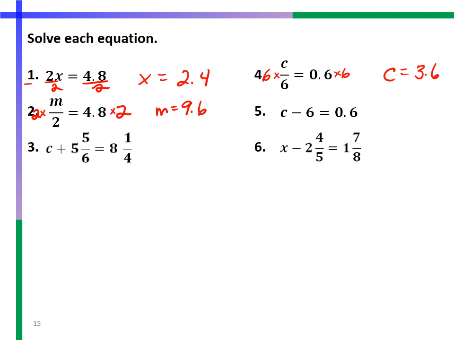And then for number 5, I need to do the opposite of subtracting 6, which is adding 6 to both sides. So I can say that c is equal to 6.6.